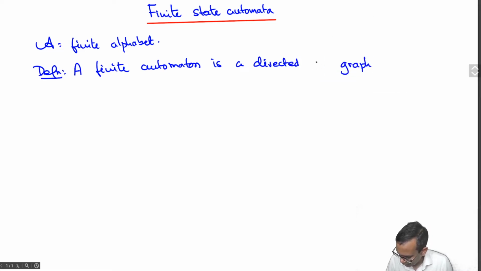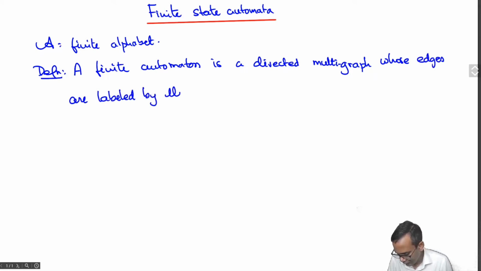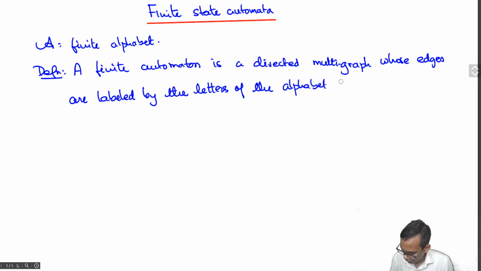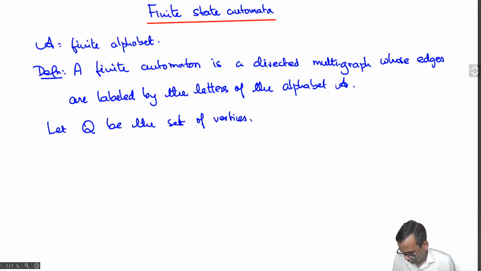So let's say it's a directed multi-graph whose edges are labeled by the letters of the alphabet A. The elements of the set of vertices Q are called states of the finite state automaton.